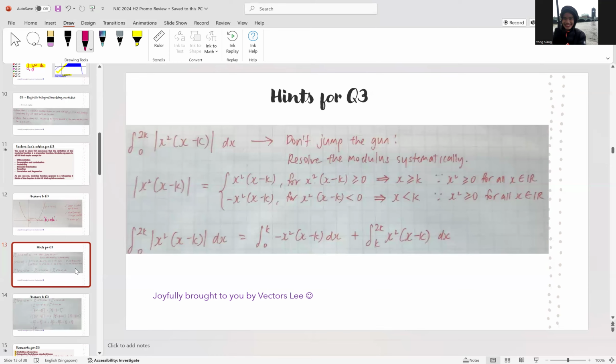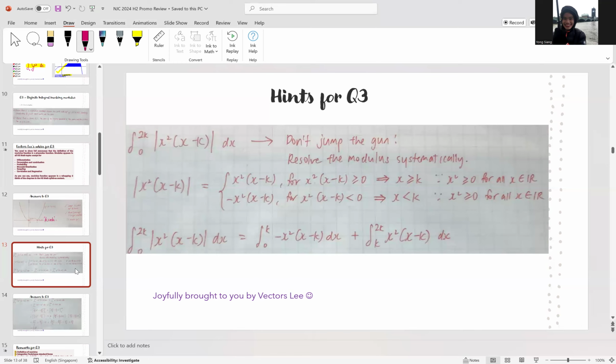Now, a lot of students have a bad habit: they like to jump the gun. Like, oh, okay, I see, I want to integrate this modulus function from 0 to 2k. What they do is just jump on the bandwagon. I see this, I just straight away integrate. No, no such thing, ladies and gentlemen.